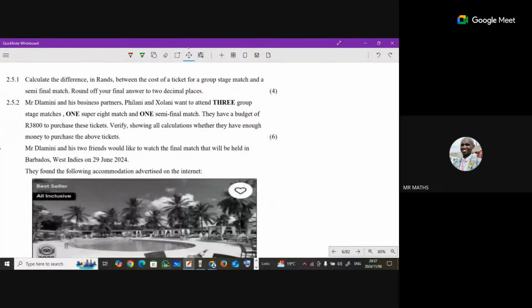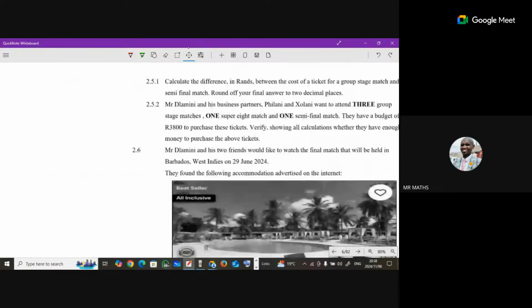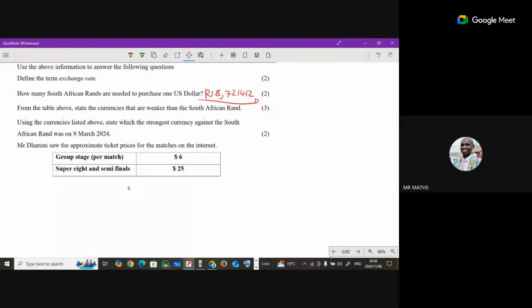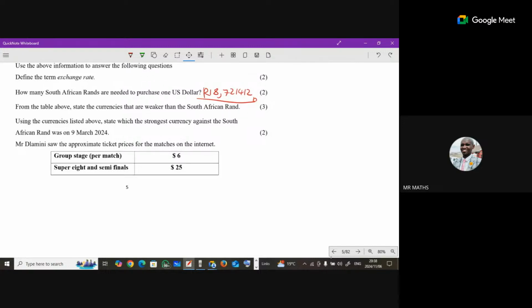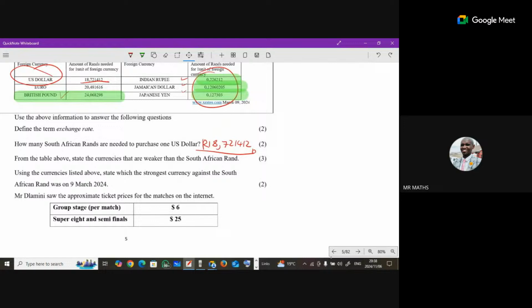2.5. Calculate the difference in rands between the cost of a ticket for a group stage match and a semi-final match. Round off your final answer to 2 decimal places. So we want the difference in rands between the group stage per match and the Super 8 and semi-final. Okay. But if we want this amount as the difference in rands, how can we calculate that?